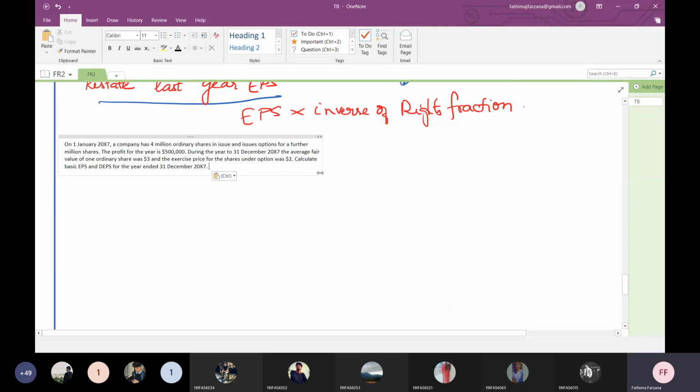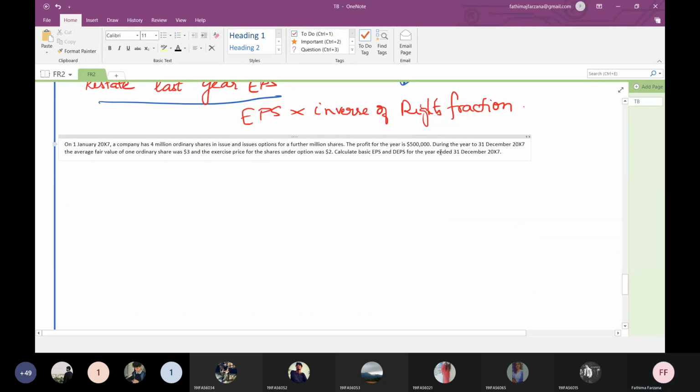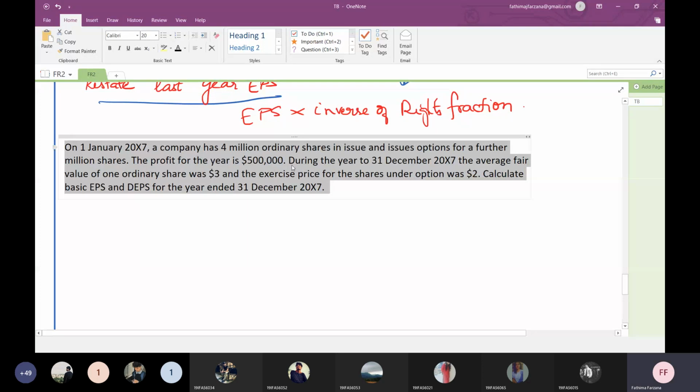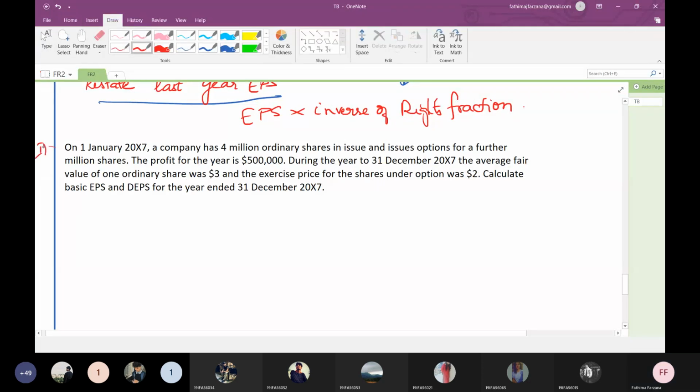To understand this concept of DEPS, this problem will really help you out. Hope you can see this. Okay, so listen, on 1st Jan, this is your illustration 6. So on 1st Jan 2007, a company has 4 million shares initially. And how many options were issued? A further million shares, so options were issued for 1 million.